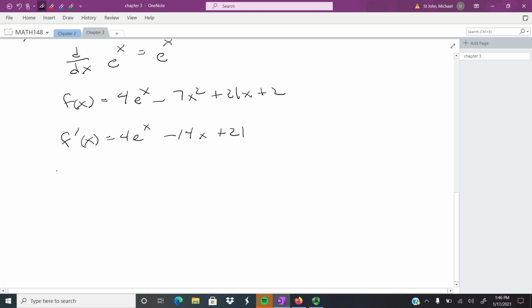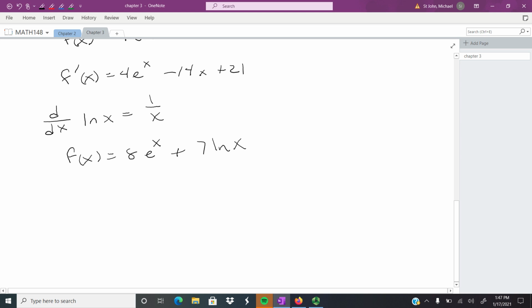And then the derivative of natural log is going to be 1 over x. And so again, in terms of f of x equals 8e to the x plus 7 ln x, then my derivative is going to be 8e to the x plus 7 over x.